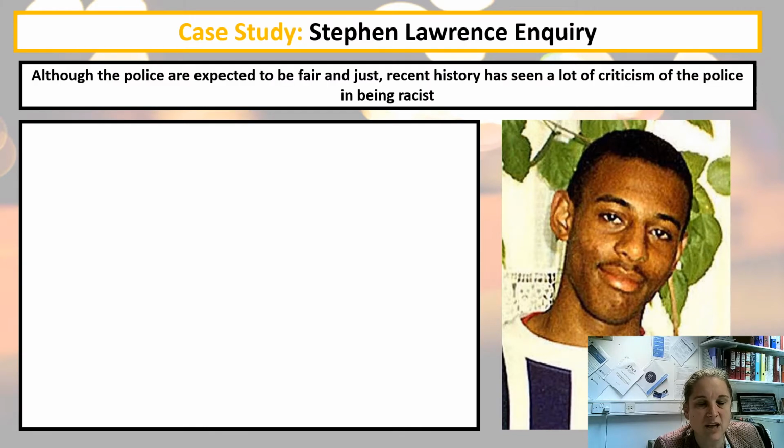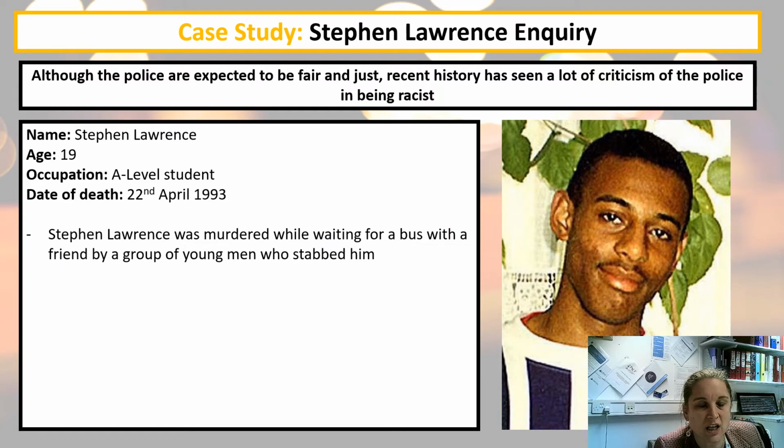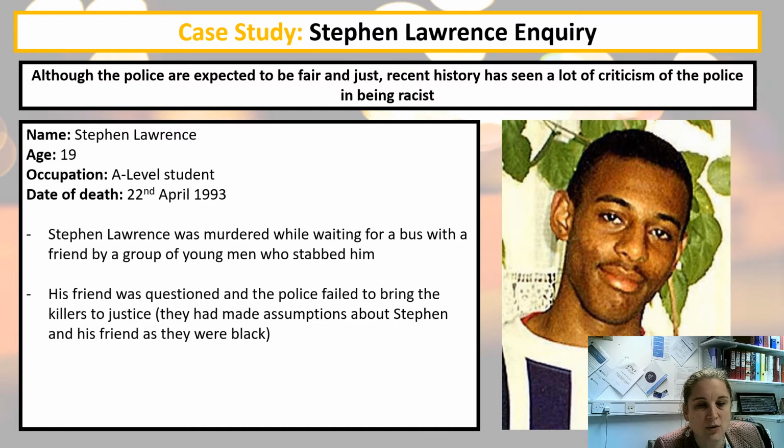A little bit of information then for you. The police are expected to be fair and just, but there's been a lot of criticism of the police about being racist in recent years. Here's a fact file about Stephen Lawrence. He was 19, an A-level student, and he died on the 22nd of April 1993. He was murdered waiting for a bus with a friend by a group of young men who stabbed him.